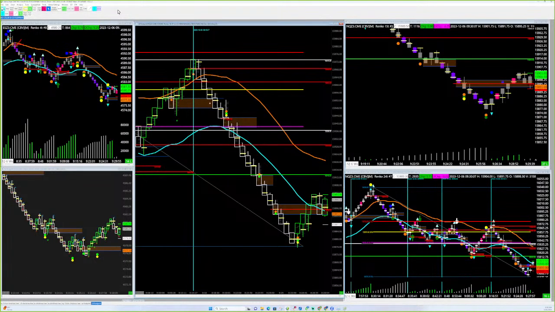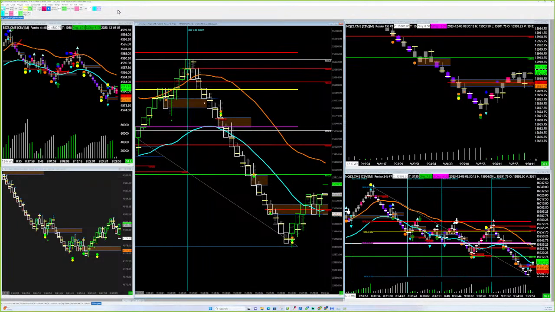There's the oil number for whatever it's worth. Normally I wouldn't care. Oh, that was excellent.